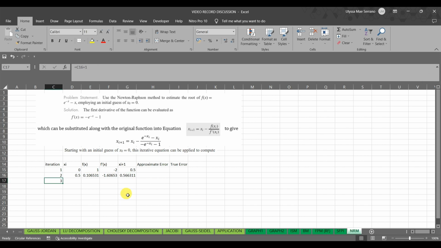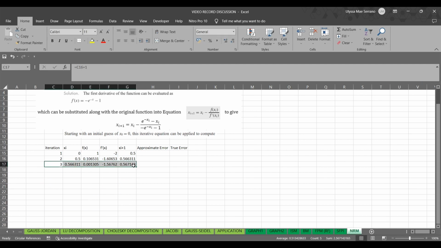And for the third iteration, same process: the new calculated x sub i plus 1 from the second iteration will now be used on the third iteration. And the same procedure will be applied. So, substituting the value of x sub i to the function and to the first derivative and applying the Newton-Raphson formula, I have here this particular result.